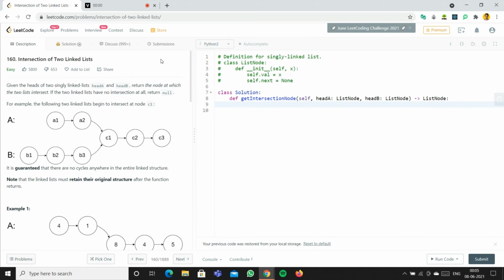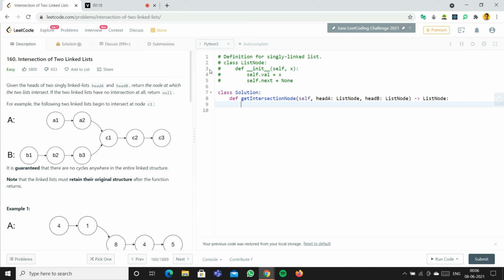Okay guys, so today we're going to solve the problem intersection of two linked lists. The question says, given the heads of two singly linked lists, head A and head B, return the node at which the two lists intersect. If the two linked lists have no intersection at all, return null.